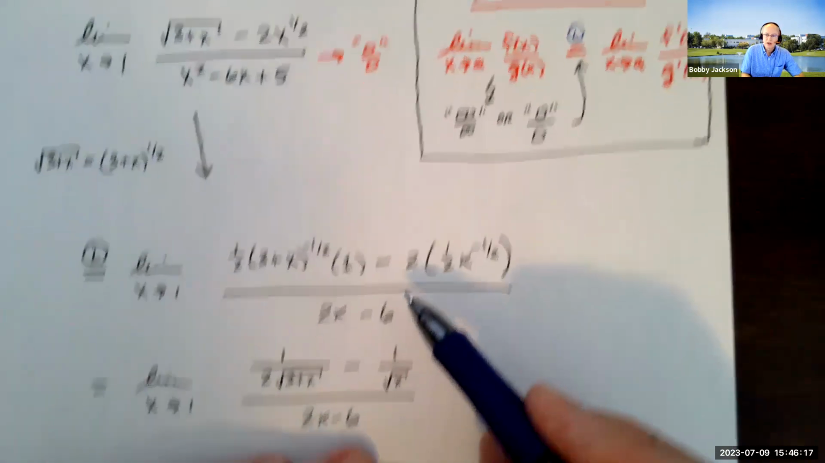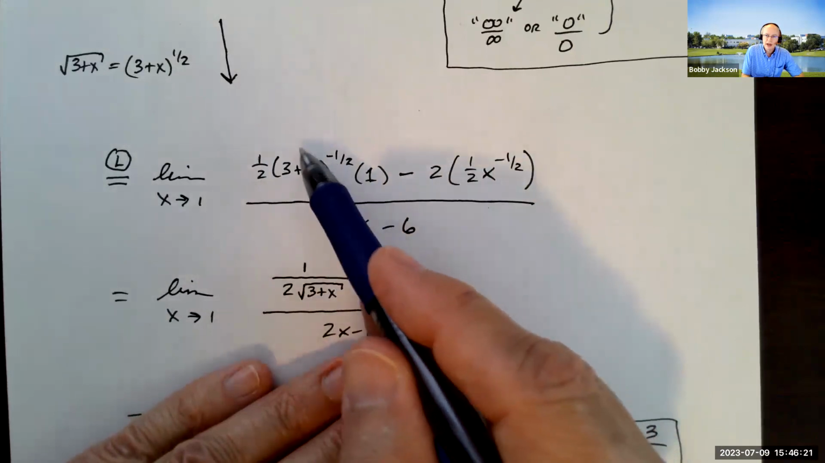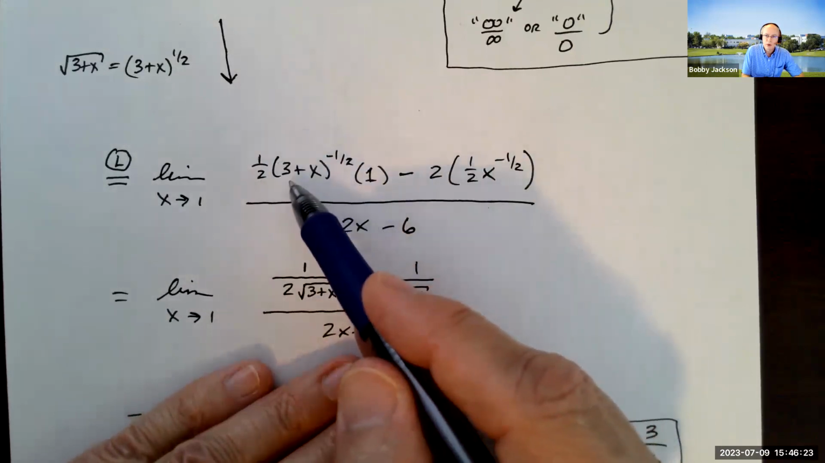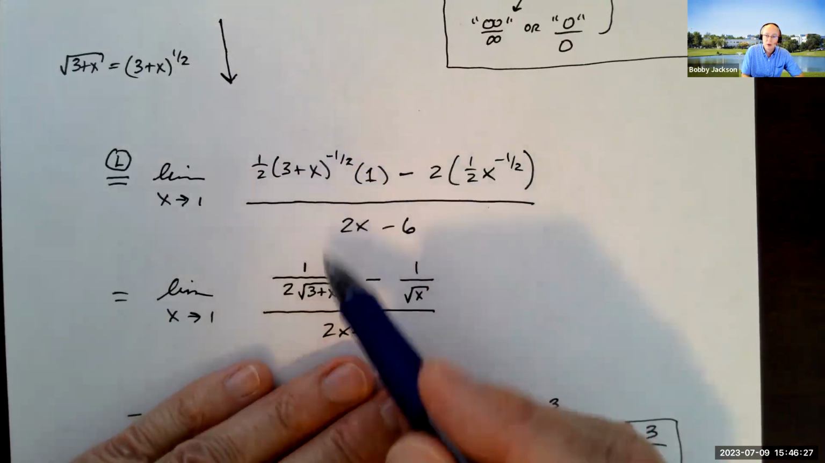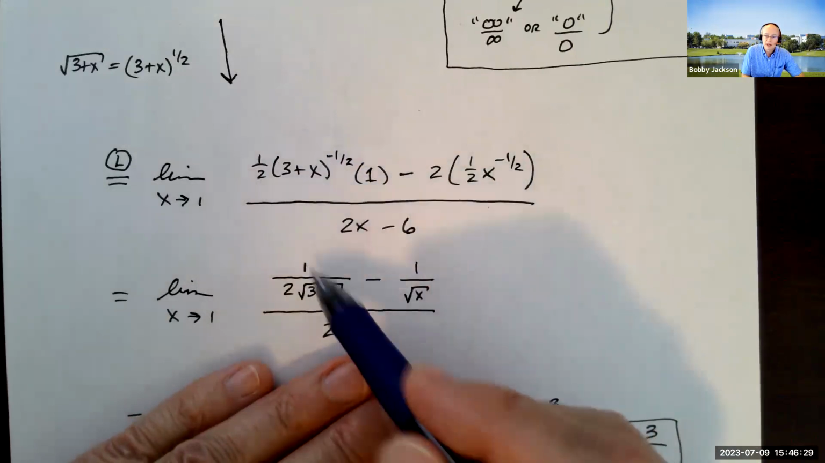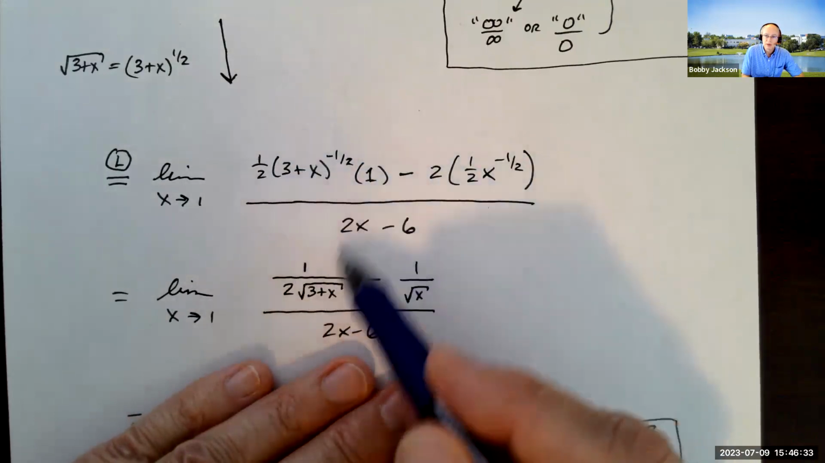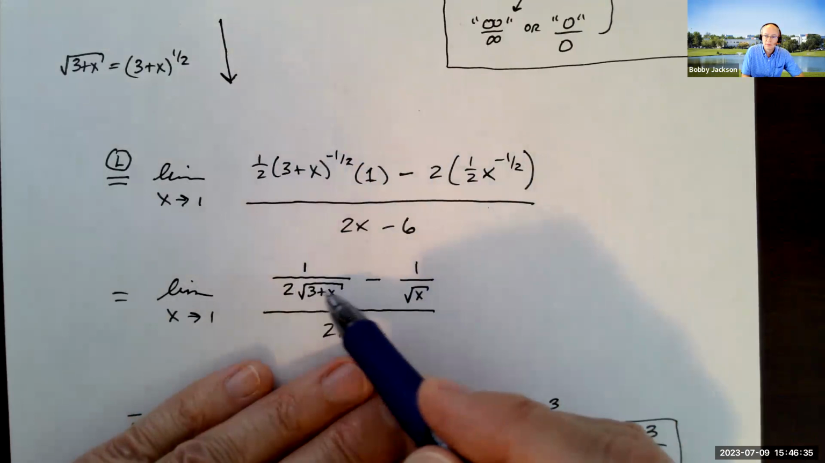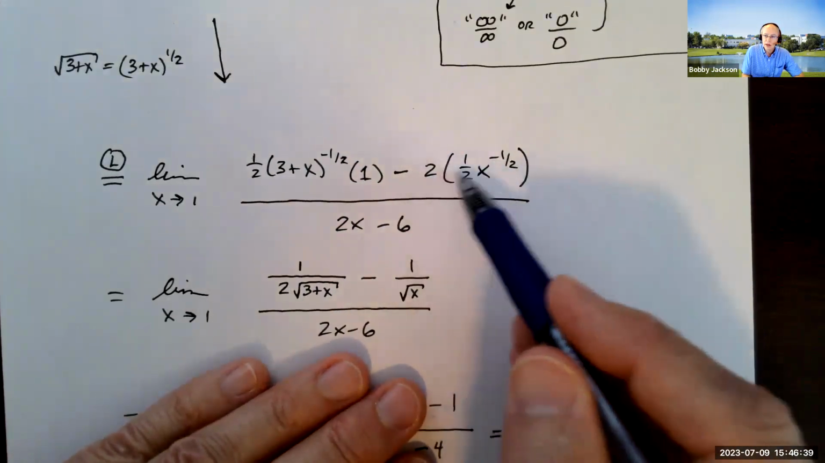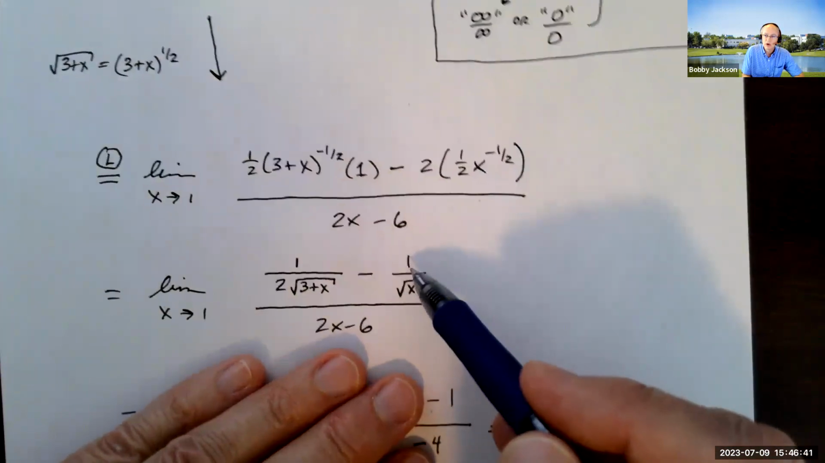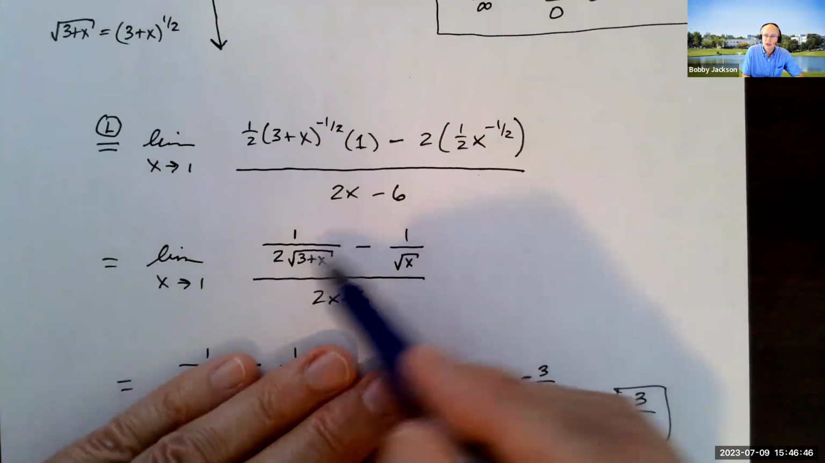Okay. Cleaning this up a little bit, I've got 1/2. 3 plus x to the negative 1/2 is 1 divided by the quantity 3 plus x to the positive 1/2, which is the same as 1 divided by the square root of 3 plus x. So I've got 1/2 times 1 over the square root of 3 plus x times 1, which gives me this. Here, negative 2 times a half is negative 1, and just x to the negative 1/2 is 1 over x to the positive 1/2, or 1 divided by square root of x. So just clean that up.